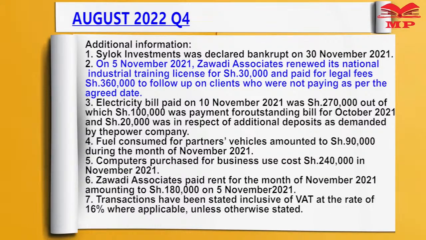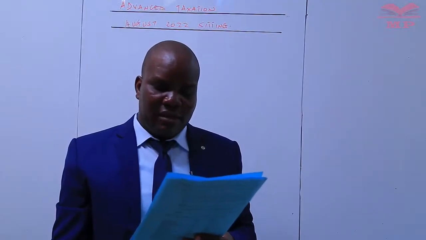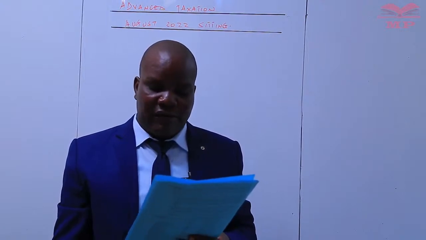2. On 5th November 2021, Zawadi Associates renewed its National Industrial Training License for 30,000 shillings and paid legal fees of 360,000 shillings to follow up on clients who were not paying as per the agreed date. So it had two transactions. One was renewal of industrial training license fee at 30,000. Then 2, it incurred a legal fee of 360,000 to follow up on clients who are not complying with the terms of the contract. So we have to determine if these are vatable or non-vatable items.